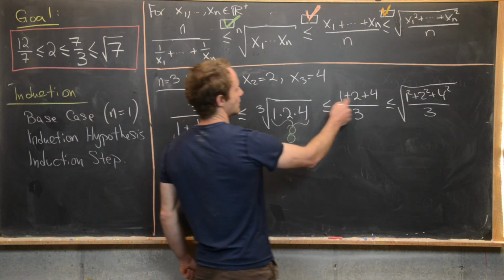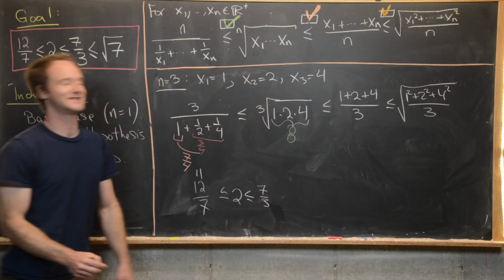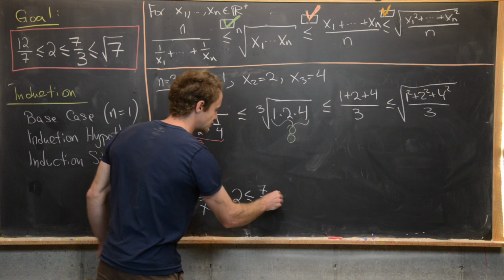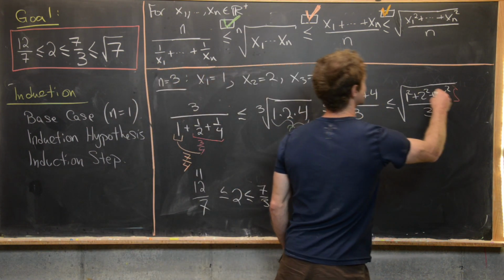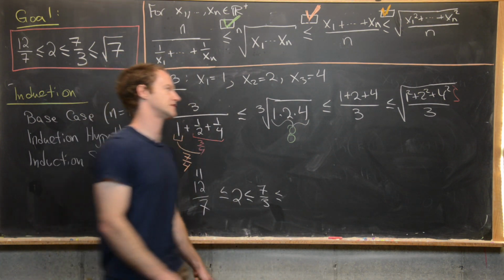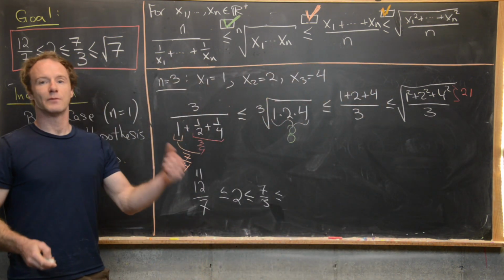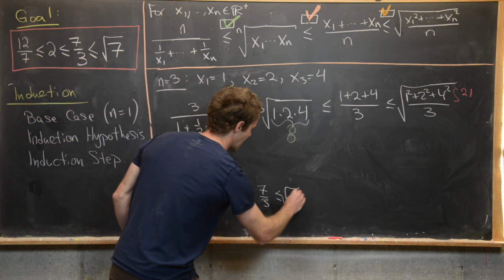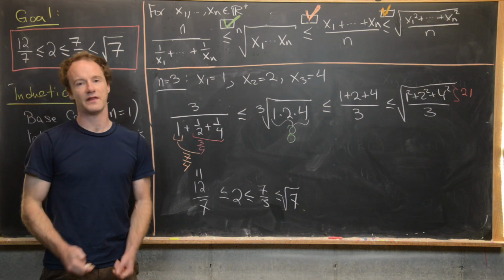Then 1 plus 2 is 3, plus 4 is 7, so we have that is going to be less than or equal to 7 over 3, which is less than or equal to, well, notice this numerator here is going to be 16 plus 4, which is 20 plus 1, which is 21. So we have 21 over 3, but we need to take the square root of that, and so that is the square root of 7. So we've proven our goal, and that's a good place to stop.